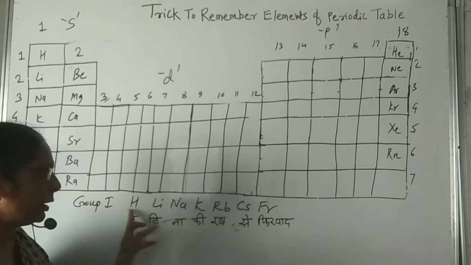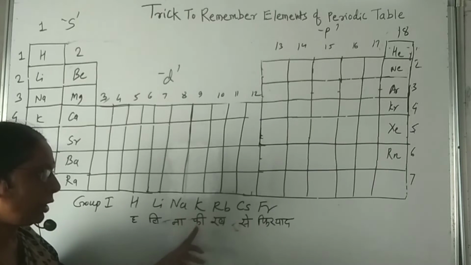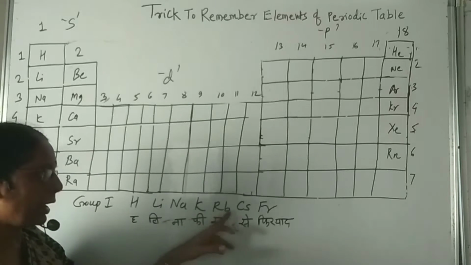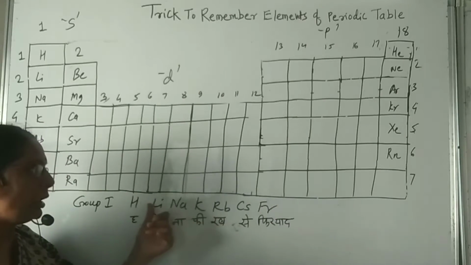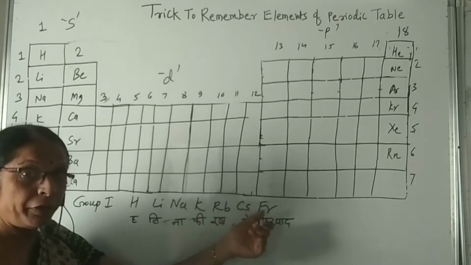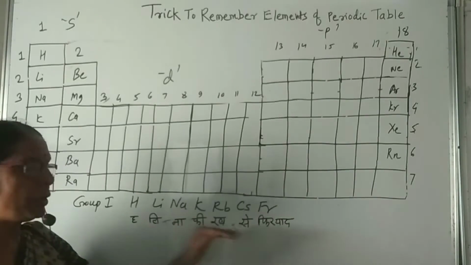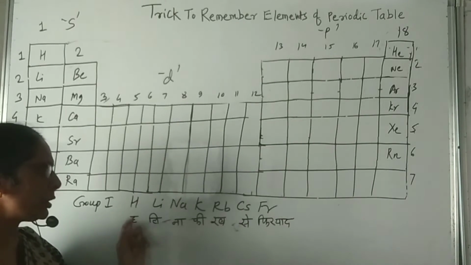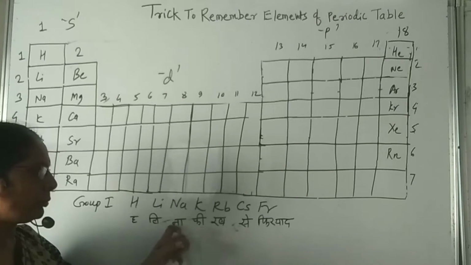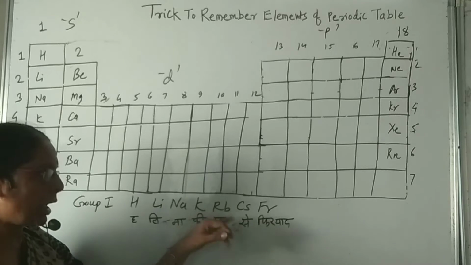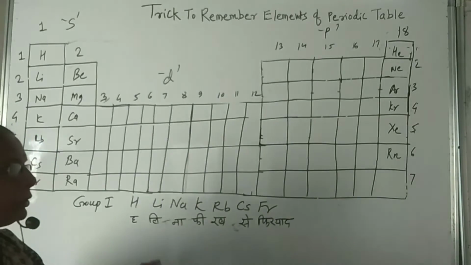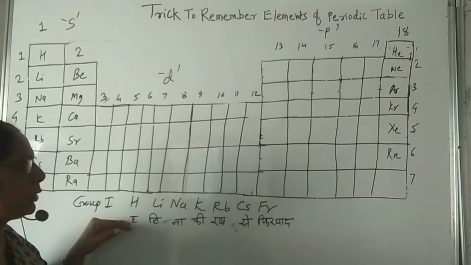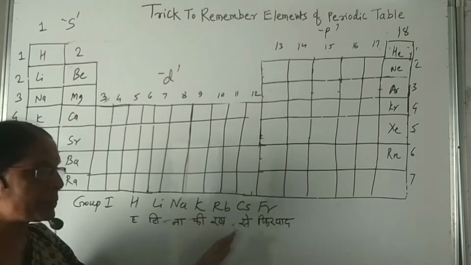Helena, H-Li-Na-K-Rb-Cs-Fr: Helena ki Rub se Fariyaad. If you remember this word, it is possible to remember hydrogen for He, lithium for Li, Na for sodium, K for potassium, Rb for rubidium, Cs, and for Fariyaad, Fr, francium. So in this way, you can remember Helena ki Rub se Fariyaad.